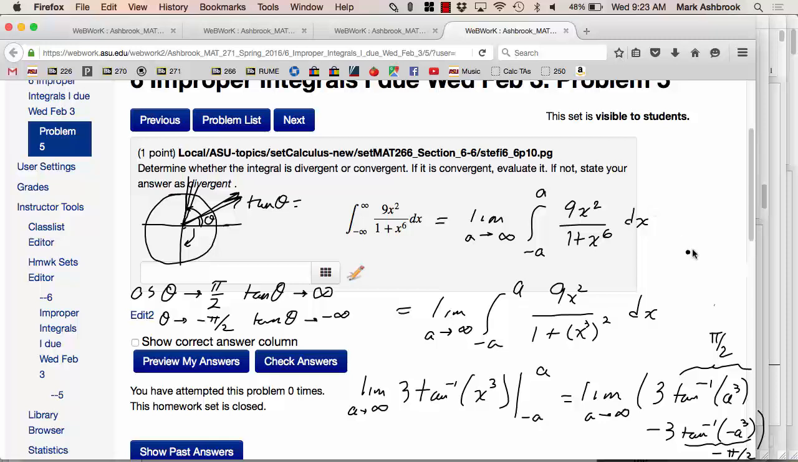So we have pi over 2 minus negative pi over 2, which is 2 pi over 2, or pi.